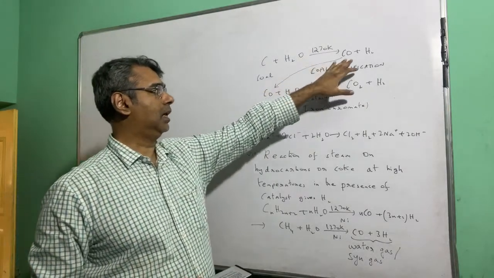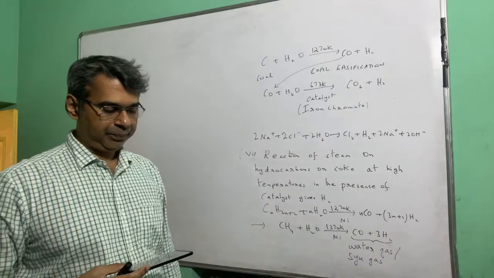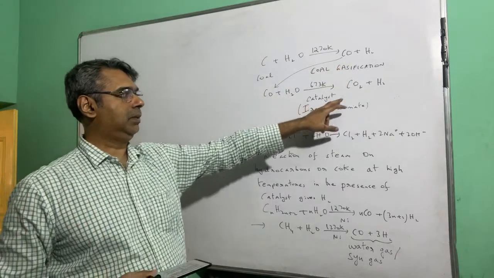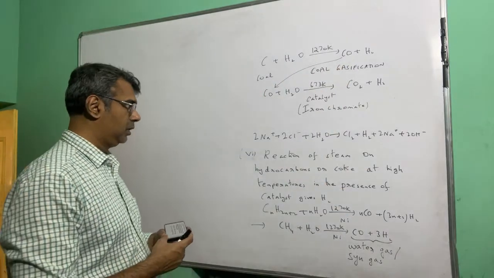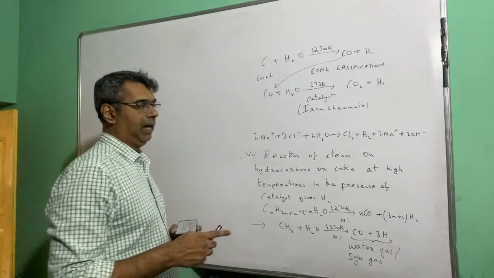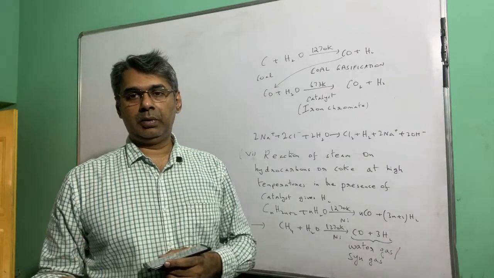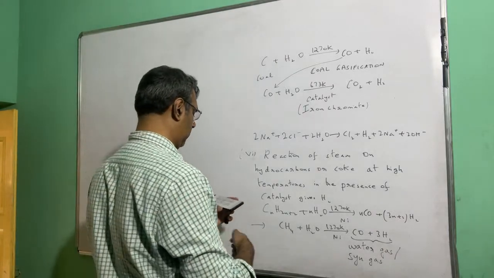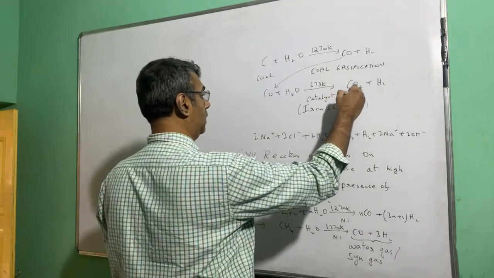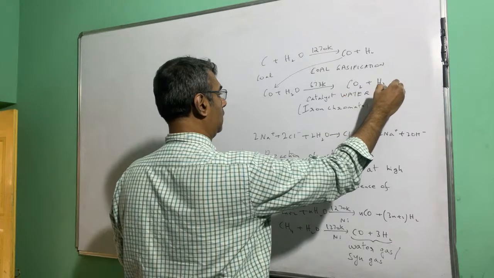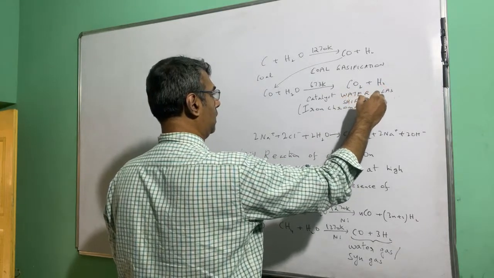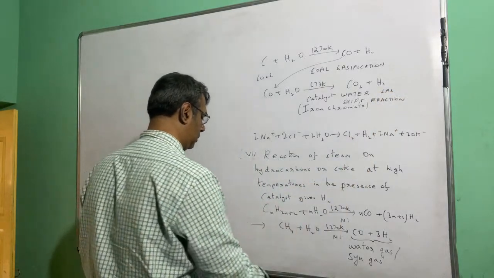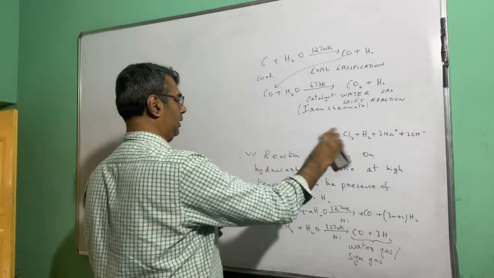So that means the carbon monoxide which you got in the water gas, you will have to further react it with steam, then you will get a greater output of hydrogen. When you take the carbon monoxide of water gas and further react it with steam, then we call it water gas shift reaction.